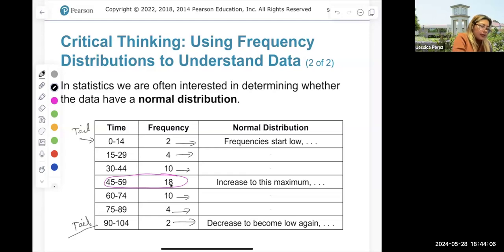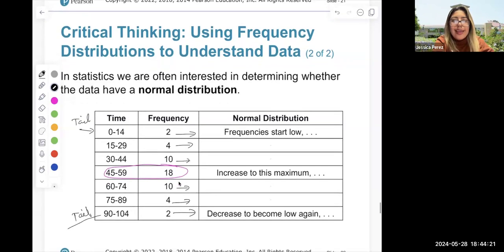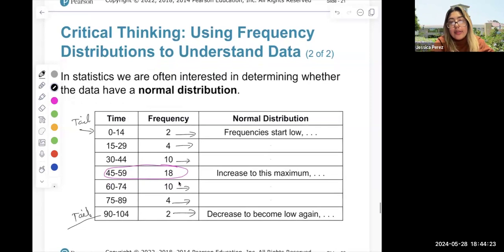What do you mean in the tails? In the endpoints. So I'm going to start at 0 to 14 and then 90 to 104, up, down, up. Down, up, and then down, and you reach a peak at 18. This is called a normal frequency because you start low, reach the max, and then go back down. Any questions on this one?